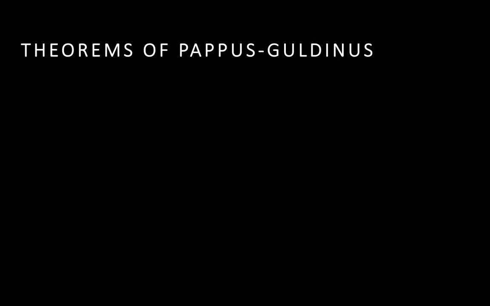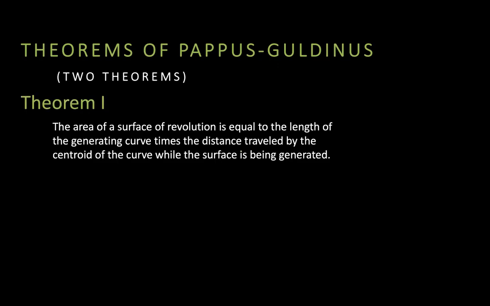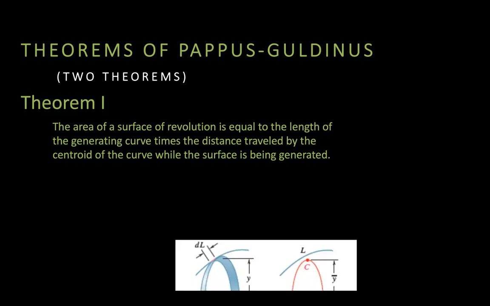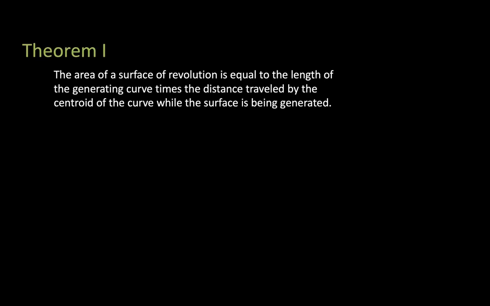The theorems of Pappus-Guldinus have two parts, two theorems. Theorem 1 says that the area of a surface of revolution is equal to the length of the generating curve times the distance traveled by the centroid of the curve while the surface is being generated, like over here. We'll go into more detail about theorem 1 now. The area of a surface of revolution is equal to the length of the generating curve times the distance traveled by the centroid of the curve while the surface is being generated.